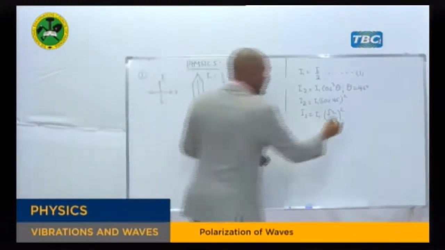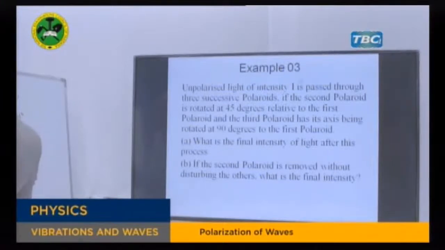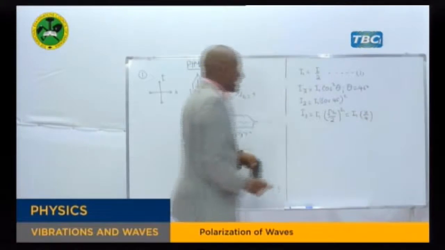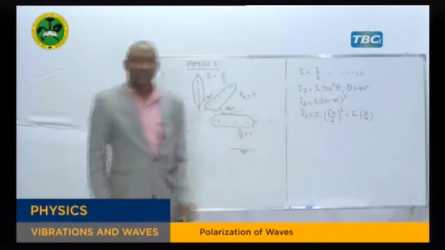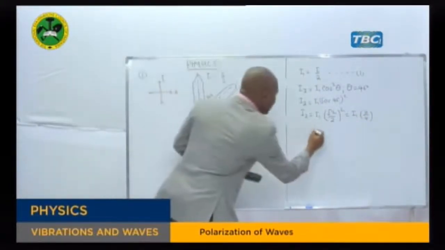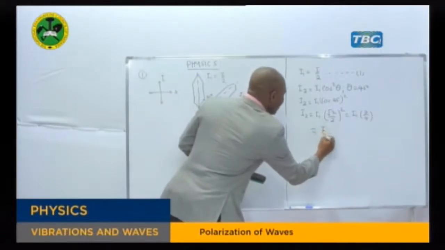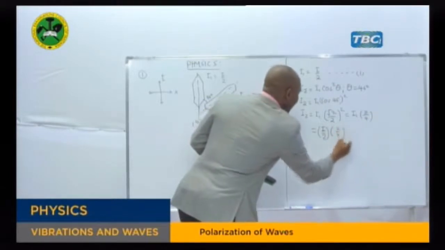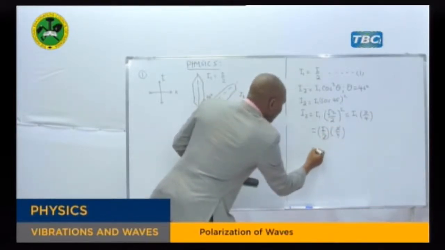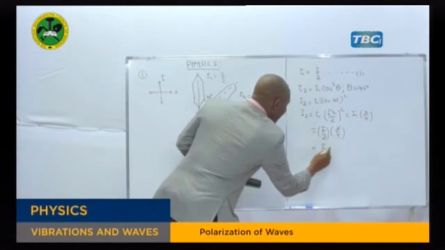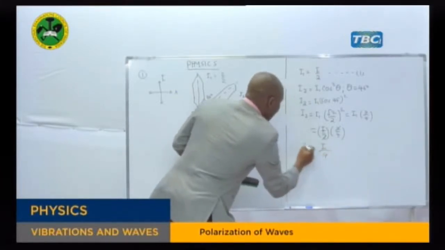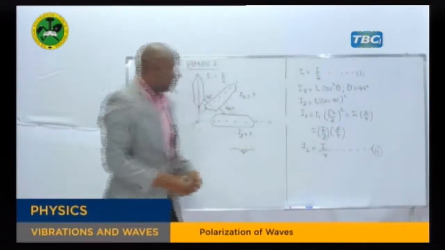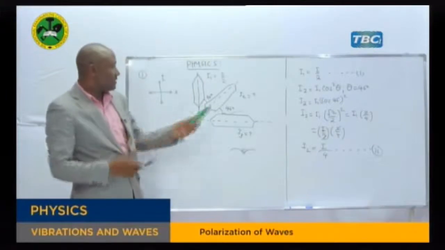If we square that, it gives us 2 over 4, times I1. And we know I1 is I over 2. So it's I over 2 times 2 over 4. These 2 and 2 cancel out, so we have I over 4. That is the intensity of the light that will be transmitted through the second polarizer.